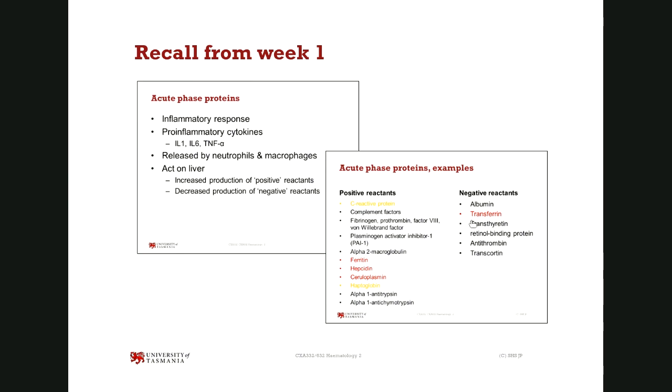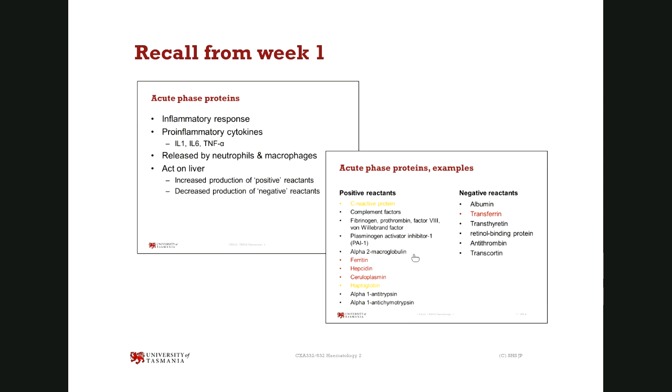So in times of inflammation, the cells in the liver downregulate transferrin production, and so that's something to keep in mind when we're looking at the results of iron studies in people who have anemia of chronic inflammation. Keeping in mind that transferrin production is actually reduced in these people.